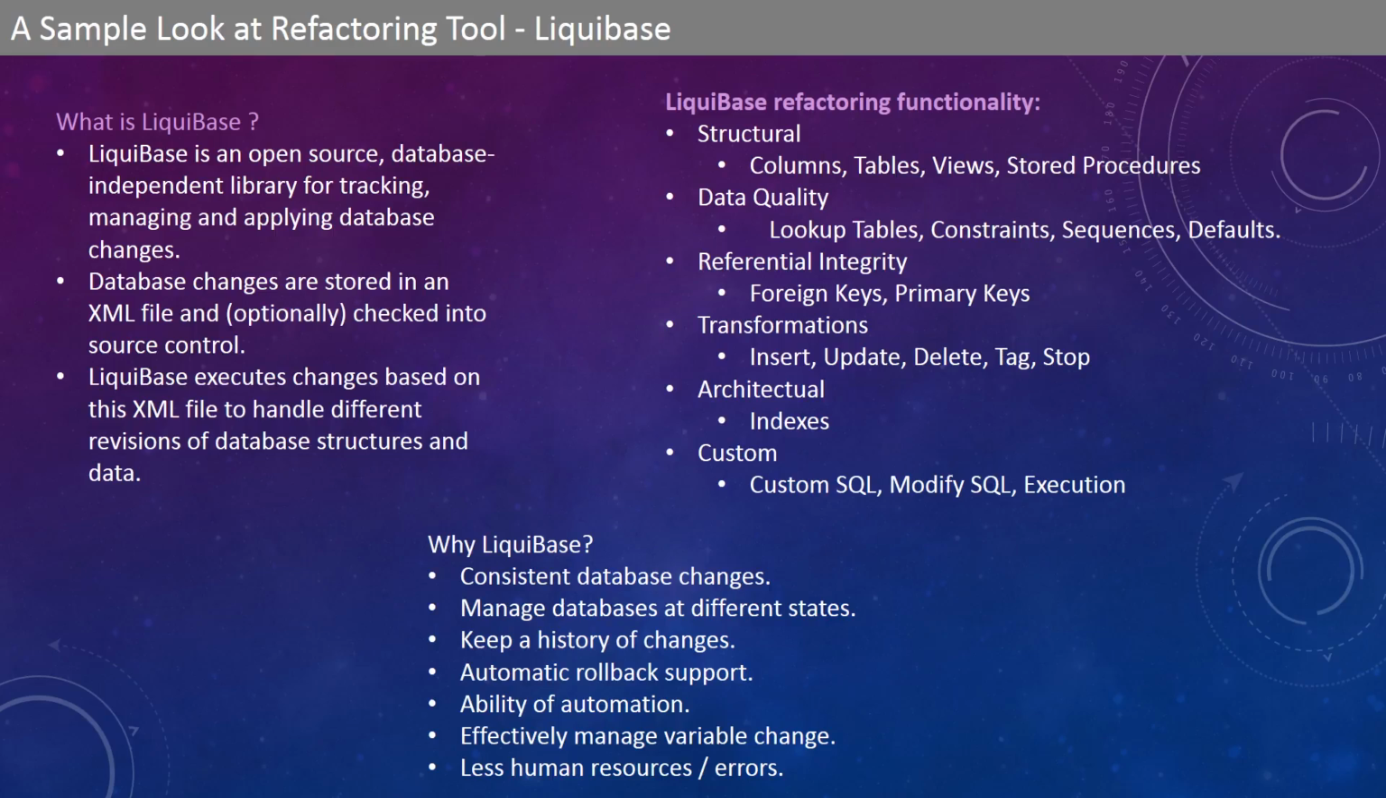So what Liquibase can give you is basically the structural changes, data quality things, referential integrities, transformations, architectural stuff, and custom scripts as well. So: consistent database changes, managing the database at different states like 1.4, 1.5, 1.6, something like that. Keep a history of changes in XML files, automatic rollbacks if there are any defects, and the ability of automation. You can automate it through your Ant, Maven, or within your DevOps tools, with less human resources and errors.